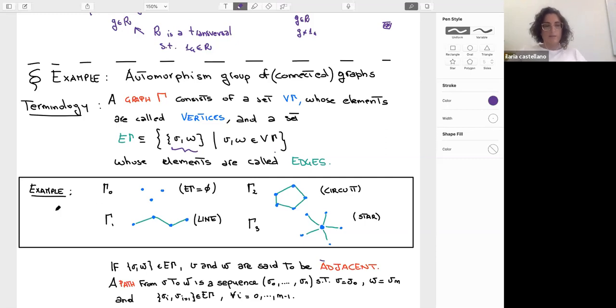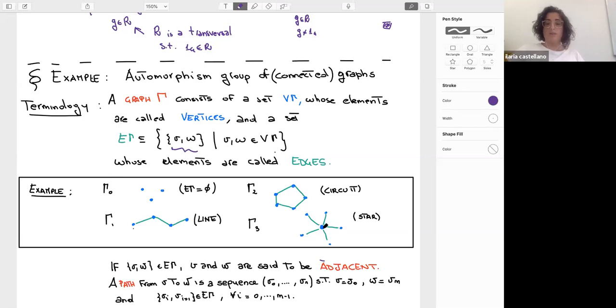Here you can see a few examples of graphs, finite. In this situation, they are all finite. But we are going to talk about infinite graphs as well. So we have gamma naught, which is just a bunch of vertices. So actually the set of edges is empty. You can have something like gamma 1, which is a straight line connected to vertices. Or we can have a line which is closed, so a circuit, or a star, for example.